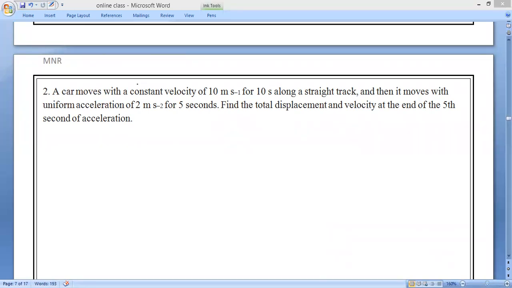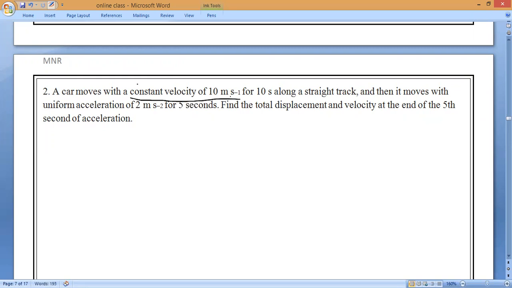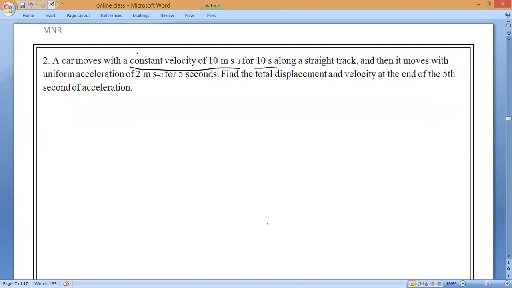Yes, sir. Now, observe the question very carefully. What is the question they are giving? Second question, read the question. A car moves with a constant velocity. For how much time? 10 seconds. Now, let's consider that is the initial velocity of the car. They have not mentioned it is starting from rest. Yes or no? No, sir.